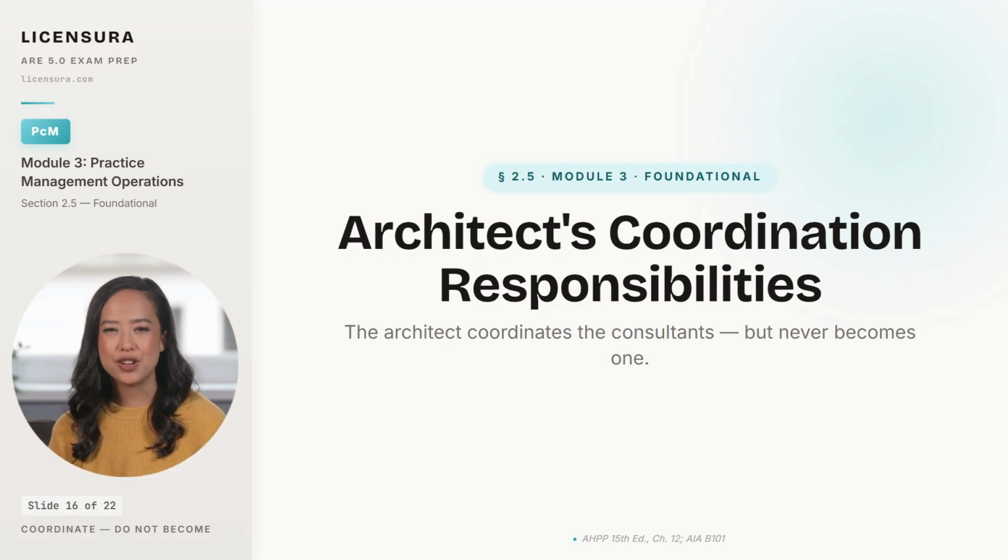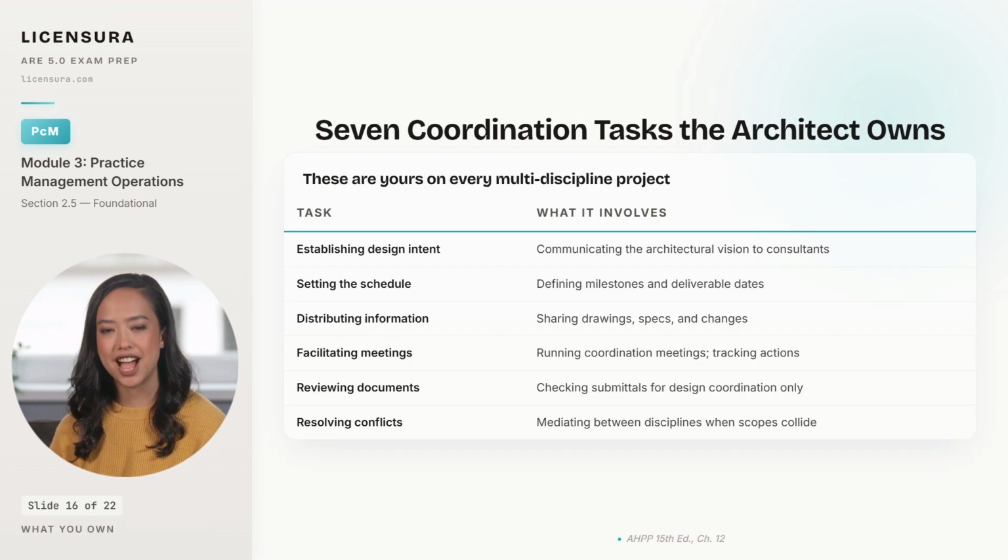The B101 contract and the consultant agreements written under it are built to keep that line intact. Coordination is your job, engineering is theirs. The exam tests whether you can tell the difference under pressure. Start with the 7 coordination tasks the architect actually owns on every project. 7 tasks that belong to the architect on every project with consultants involved.